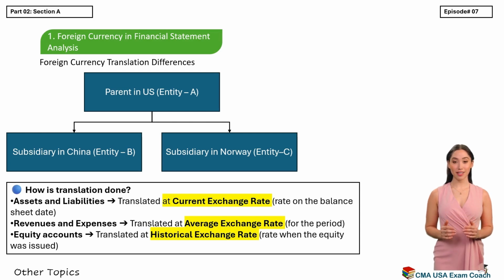Understanding this topic is critical because companies with significant global operations can show volatile earnings or equity movements not because of business performance, but purely due to currency fluctuations.